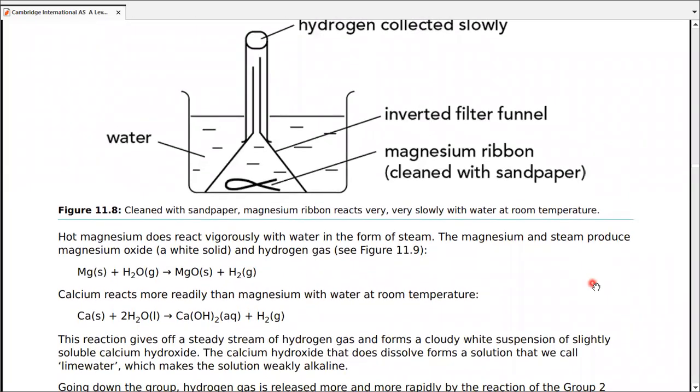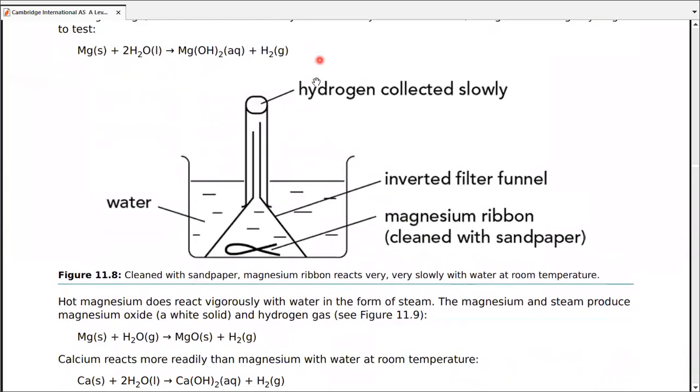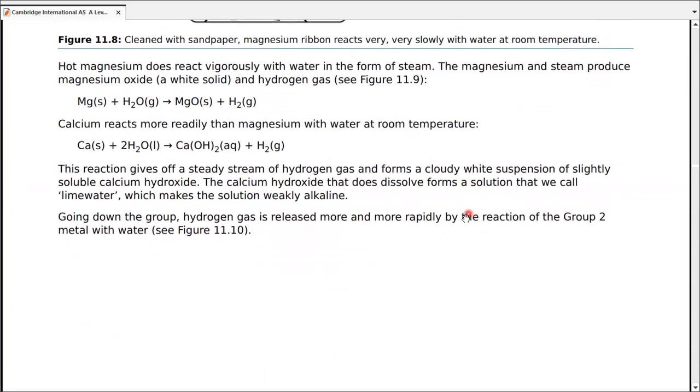Okay. So hot magnesium, however, does react vigorously with water in the form of steam. So in this case, the basic difference between this reaction, you're going to consider this one as cold water and this one as steam. That's where the basic difference lies in the reactants. And of course, products are totally different. We are not talking about the hydroxide anymore. It produces an oxide.